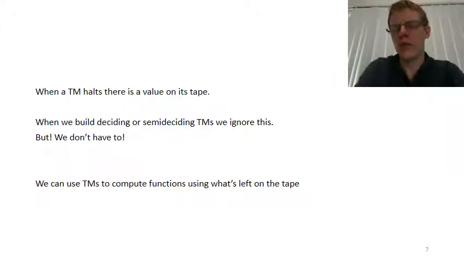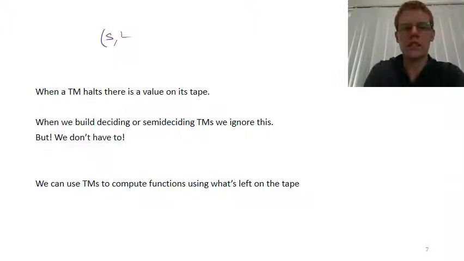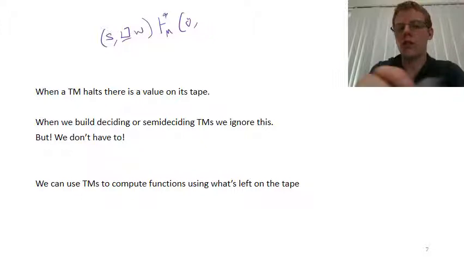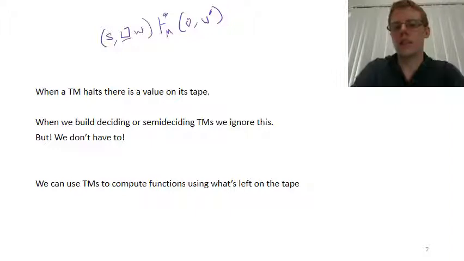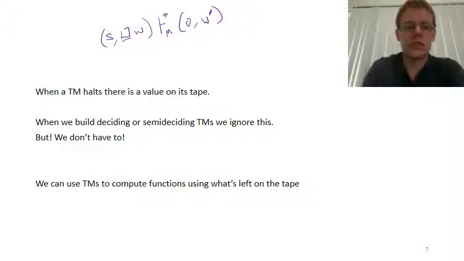What we are going to talk about is the fact that when we had an initial configuration like this, we said that this eventually yielded a halting state of some sort, with something left on the tape. And we would say this meant that the string was accepted or rejected, and we didn't care what was left on the tape. But the fact of the matter is that our Turing machines may leave something on the tape, and we could use that to do something. So we ignore it when we're building our deciding and semi-deciding Turing machines, but we don't actually have to.